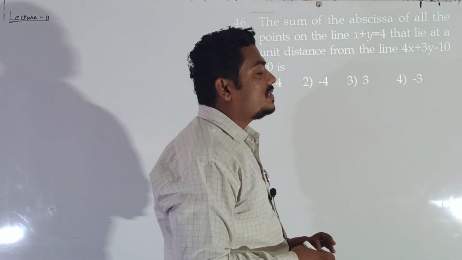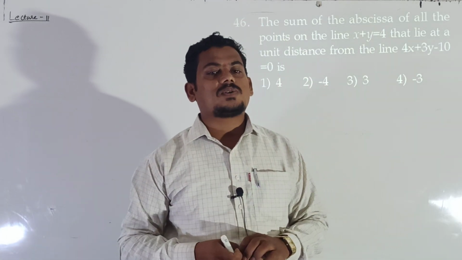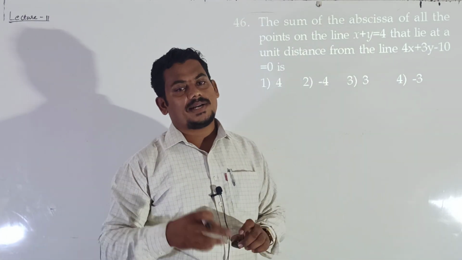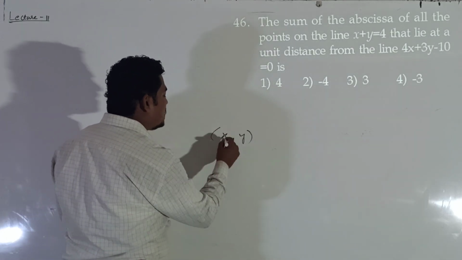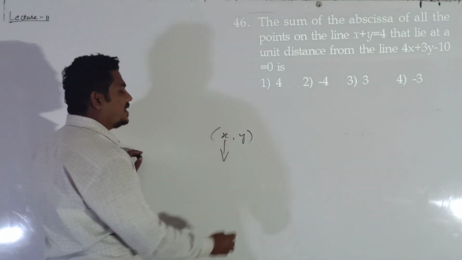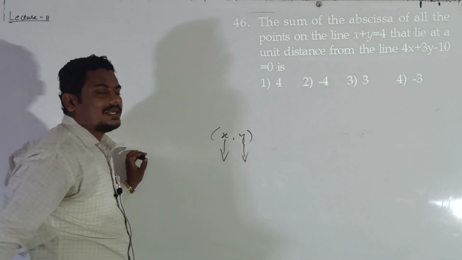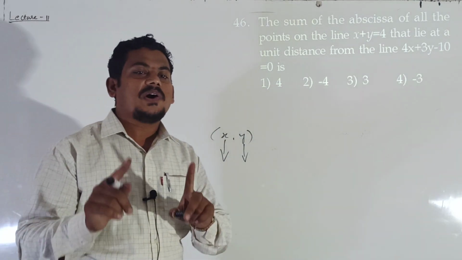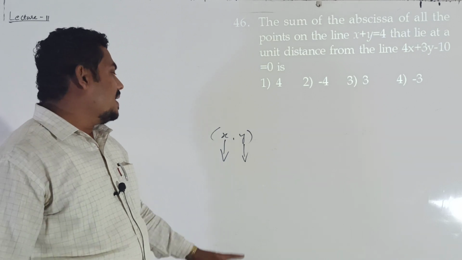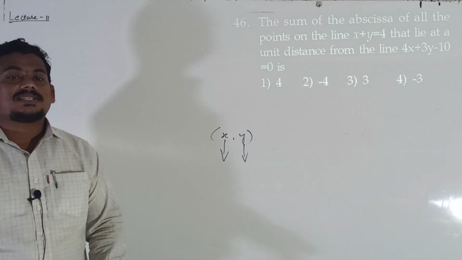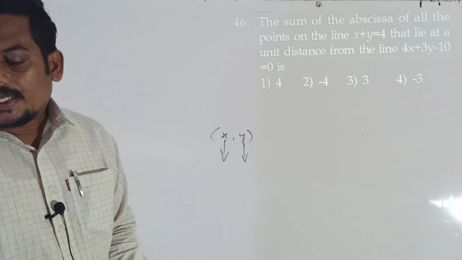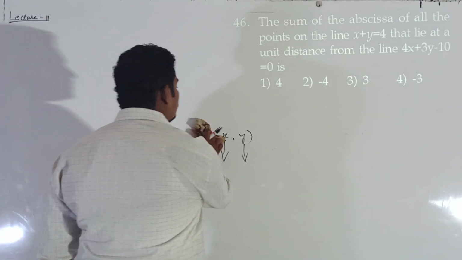Sum of the abscissa. Abscissa means x coordinate, ordinate means y coordinate. Remember this thing. Suppose point x comma y is there. Abscissa means x coordinate of the point, ordinate means y coordinate. Y coordinate of the point is known as ordinate, x coordinate of the point is known as abscissa. Sum of the abscissa means sum of the x coordinates.